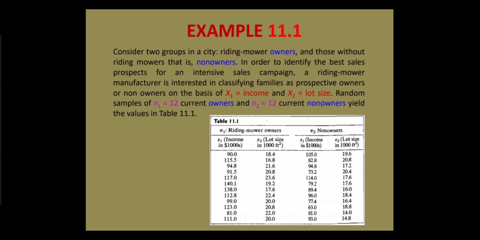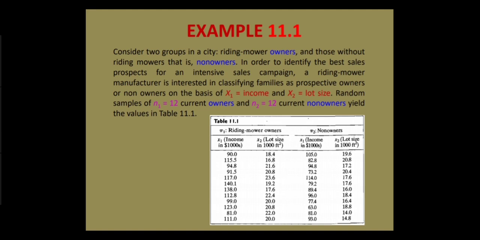In order to identify the best sales prospects for an intensive sales campaign, a riding mower manufacturer is interested in classifying families as prospective owners or non-owners on the basis of the variables income and lot size. Okay, random samples of 12 owners and 12 non-owners yield the values in table 11.1.